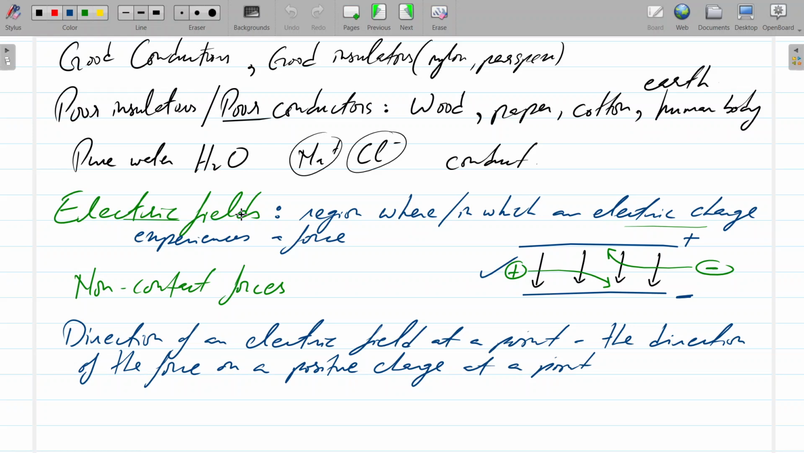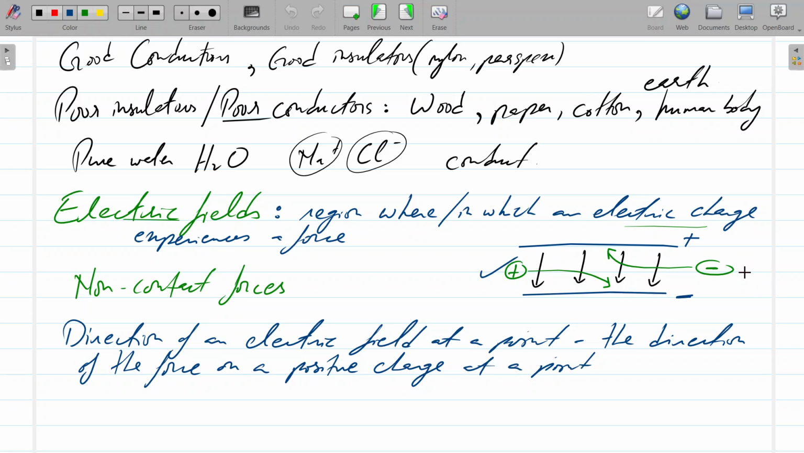Then we have electric fields, which is a region where an electric charge experiences a force, right? And it is a non-contact force because you don't need to be touching to do that. And the direction of electric field at a point is the direction of the force on a positive charge at a point. So it goes from positive to negative, right? And so if you throw a positive charge into an electric field, it's going to be deflected. It's going to be repelled from the positive side, move towards the negative side.